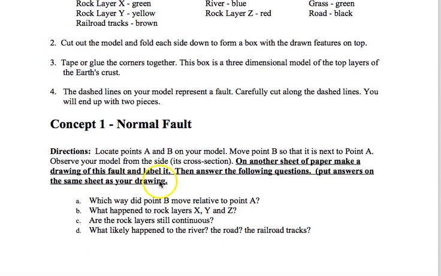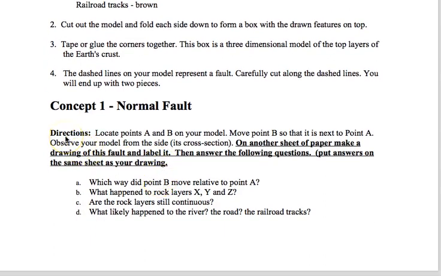So when you go to concept number 1, here are the directions. It says locate point A and B on your model. Move point B so that it's next to point A. Observe your model from the side. On another sheet of paper, make a drawing of this fault and label it. Then answer the following questions. Put answers on the same sheet as your drawing.